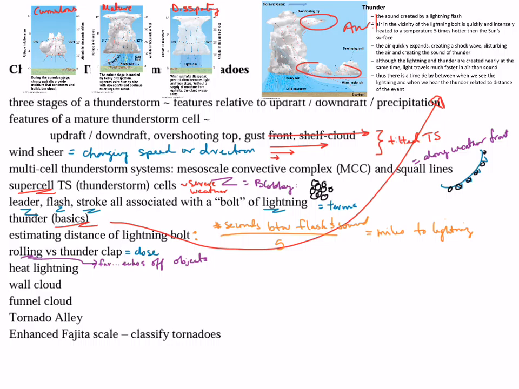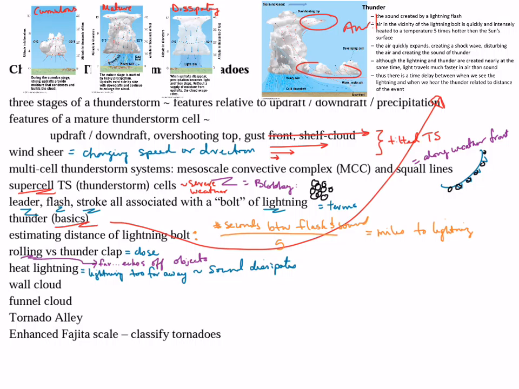So speaking of far away, then we talked about heat lightning, which is basically a lightning event that's happening too far away for the sound to make it to you. So the sound dissipates before it gets to you.